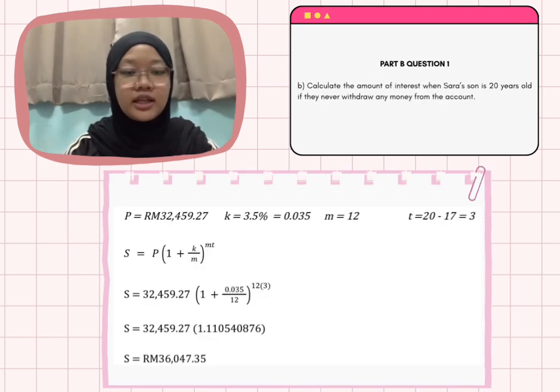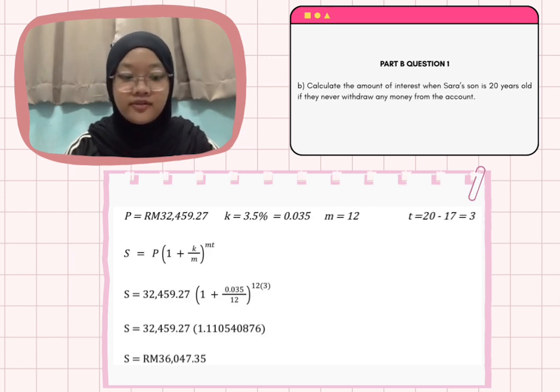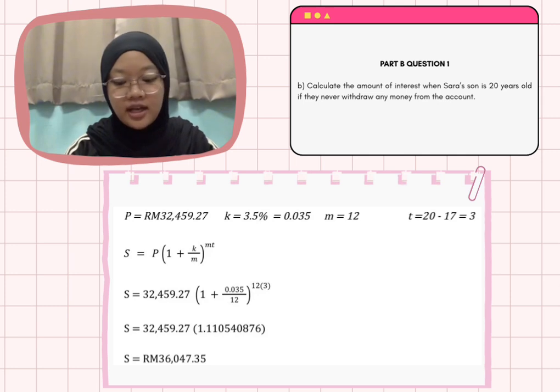For question B, calculate the amount of interest when Sarah's son is 20 years old if they never withdraw any money from the account. For question B, they stop saving and let the money grow for 3 more years at 3.5% interest, compounded monthly. We use the compound interest formula. P is 32,459 ringgit and 27 cents, k is 0.035, m is 12, and t is 3 because they want 3 more years.